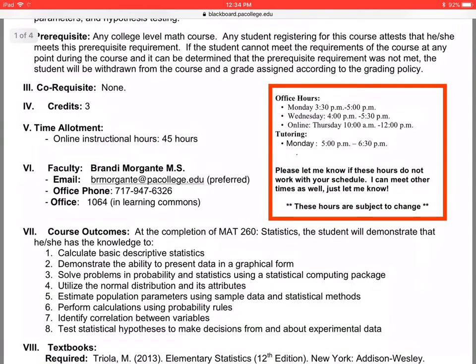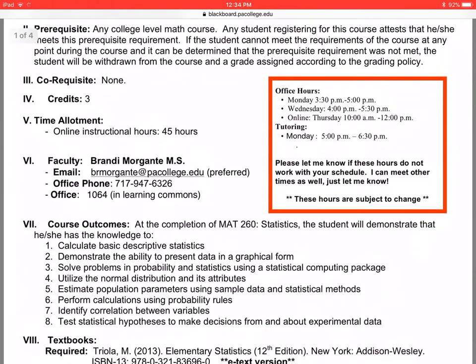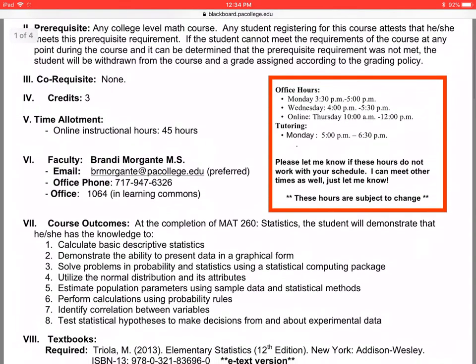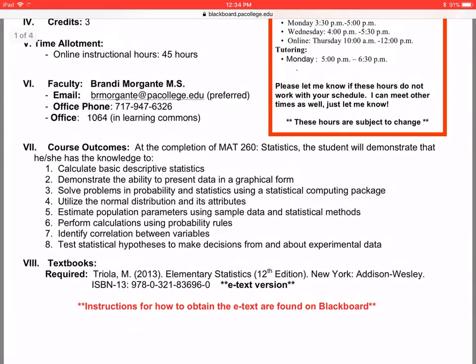My name is Miss Morganti and my contact information can be seen below. My office is located in 1064 in the Learning Commons. My office hours and tutoring can be seen over on the right. If these hours don't work for you, let me know and we can schedule another time.